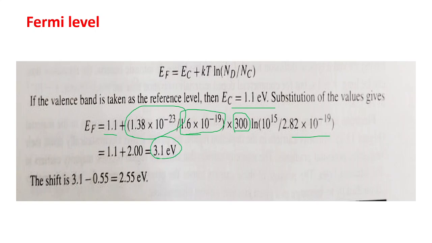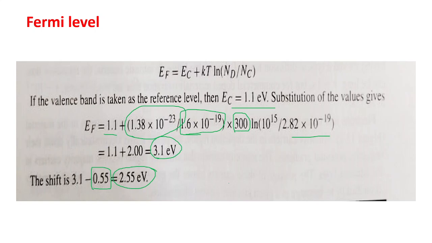Now how to calculate the shift in the energy level? To calculate the shift in the energy level, we have to subtract the value of the basic energy level, which is given as 0.55 electron volt. So the shift in energy level will now be 2.55 electron volt. So what happened?